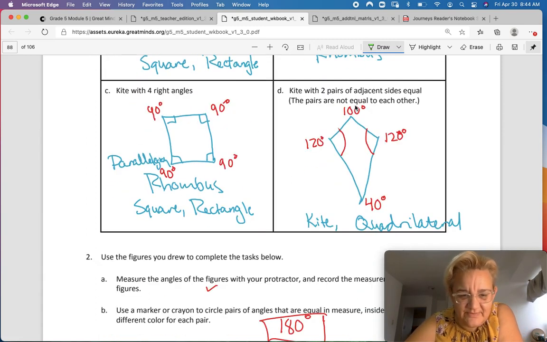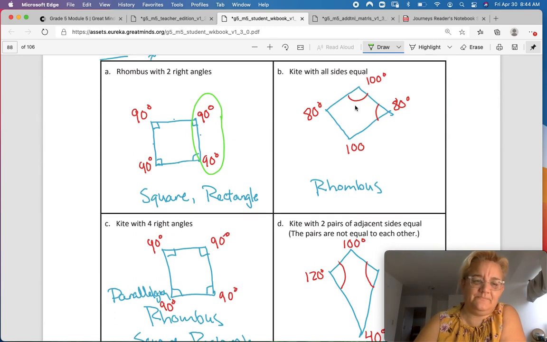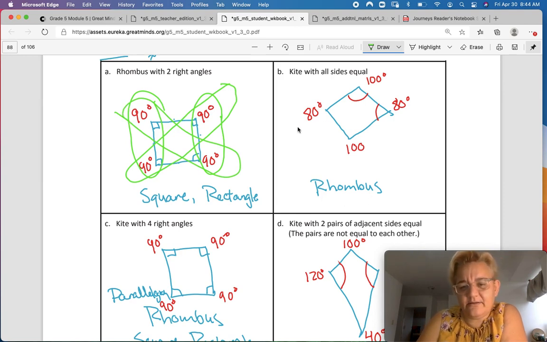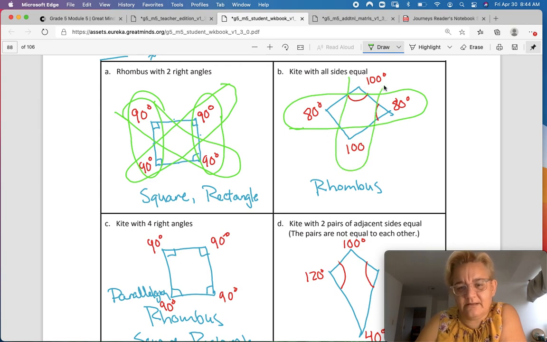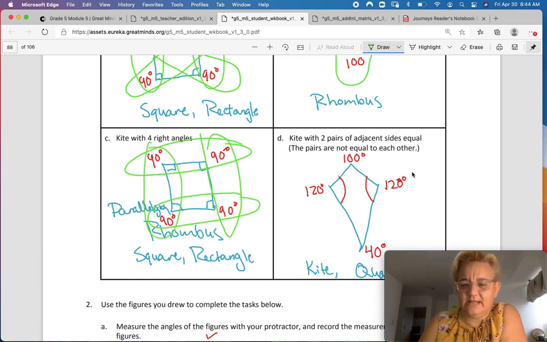I'm sorry. What did it say? To circle pairs of angles that are equal in measure. Equal in measure. So 90, 90, 90, 90. We could do that this way too if we wanted, or this way if we wanted. Okay. Here, equal in measure, 80 and 80. And 100 and 100. Here's the same. We could do it this way, or this way, or this way, or this way, or diagonally if you want. And here we only have two angles that are the same. Okay?